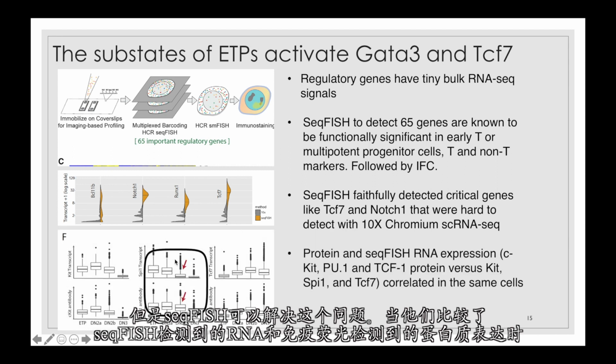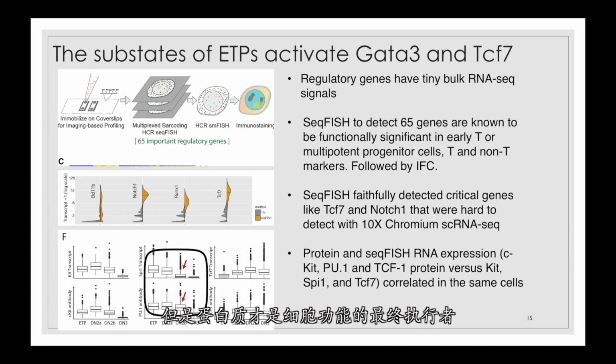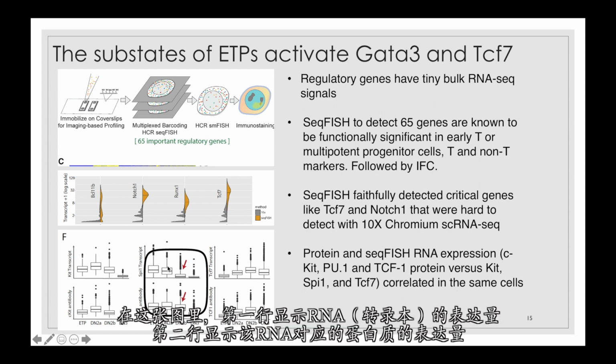And then they use immunostaining to confirm the RNA expression is consistent with the protein expression. This is the answer to a question raised before, because a lot of people challenge that the RNA expression pattern may not reflect the expression pattern of the protein, which is the executor of the function of the cells. But here, they show the protein expression pattern and the RNA expression pattern are consistent in single-cell sequencing. The first line of the chart is the RNA transcript expression level, and the second line is the protein expression pattern in the cells.